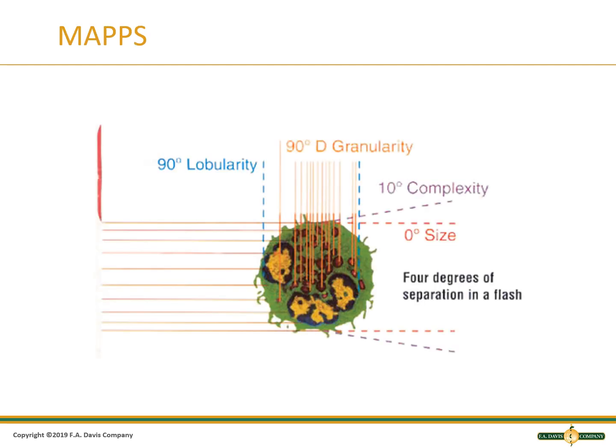So this gives you a diagram of what we just talked about, of the different degrees and how that works. You can see the angles: 90 degrees is the lobularity, 90 degrees D is the granularity, 10 degrees is complexity, it's cutting straight through there if you follow that purple line, and 0 degrees, which is completely horizontal, cuts straight through here, and you have the 4 degrees of separation in a flash.